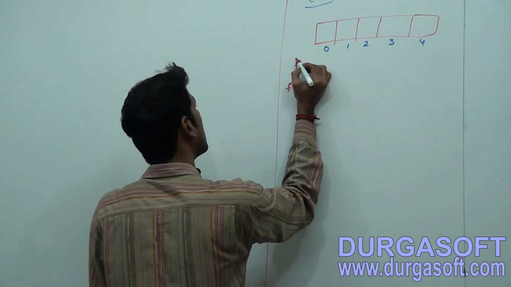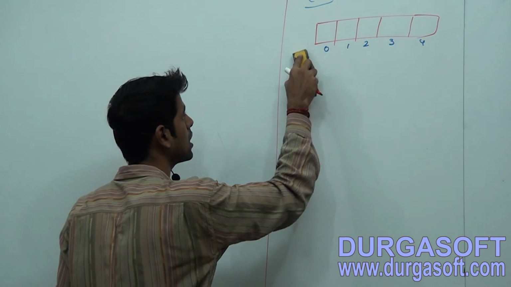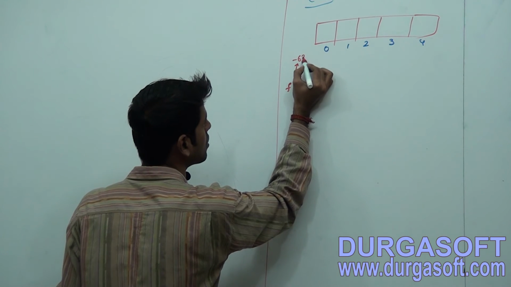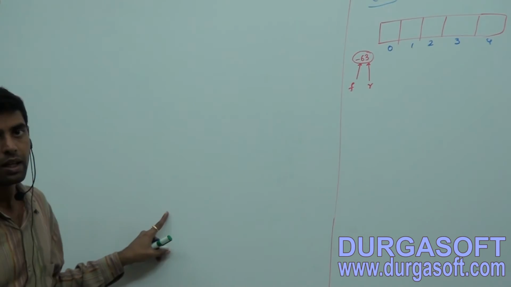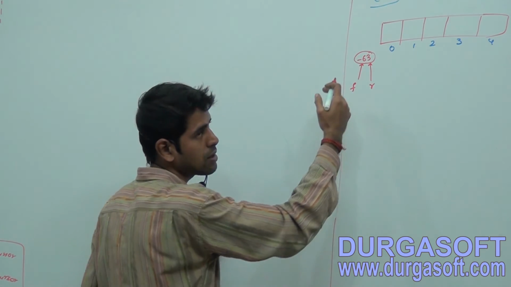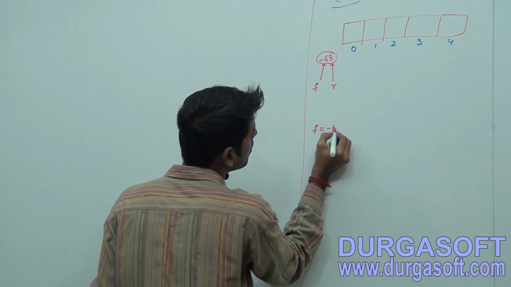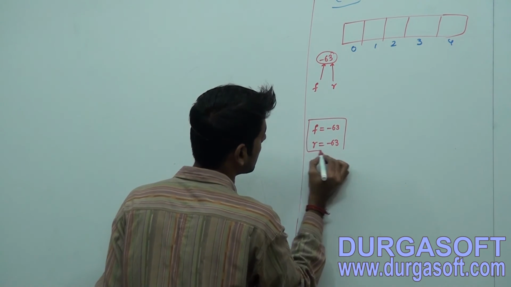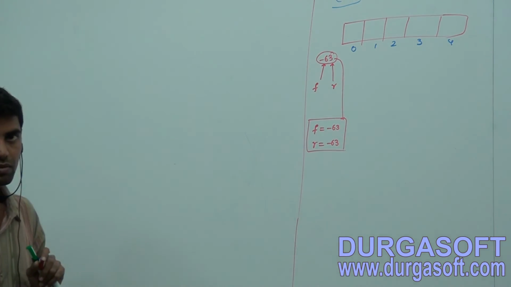You can take any value, like 63. Of course, don't take 63; don't go for positive values. Take -63, because an index cannot be a negative value. So somewhere these two cursors are pointing. What is the meaning of this? It means the f value equals -63 and the r value equals -63. That is the meaning of this representation.